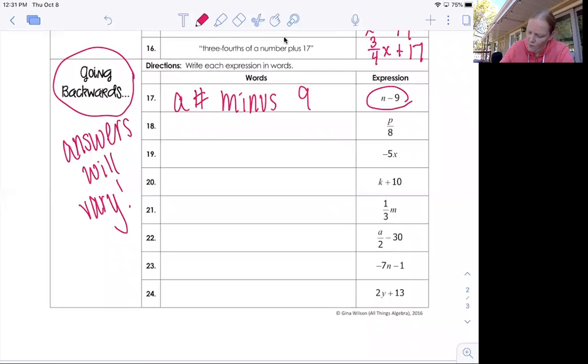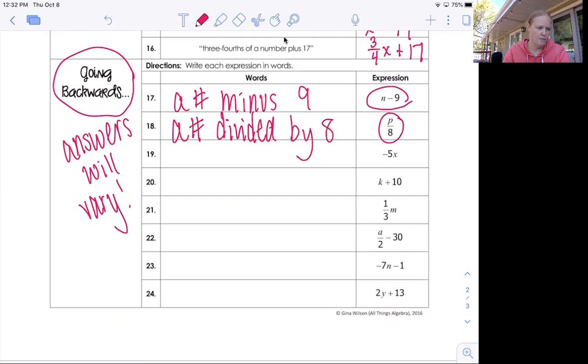For this one, I'm going to say a number divided by 8. Or I could say the quotient of a number and 8. Okay, I'm going to do two more. I want to look at the two-stepper, so we're going to skip down here.